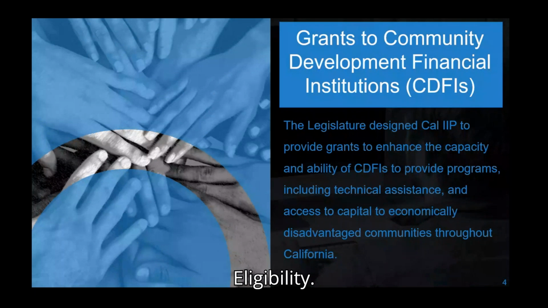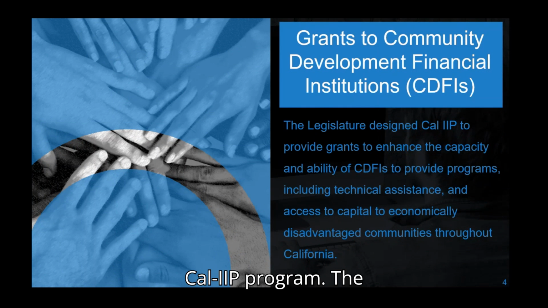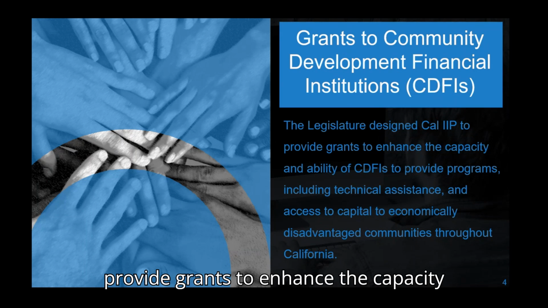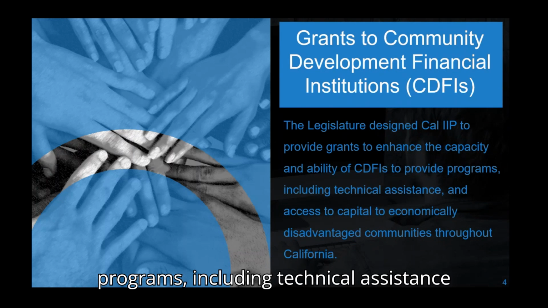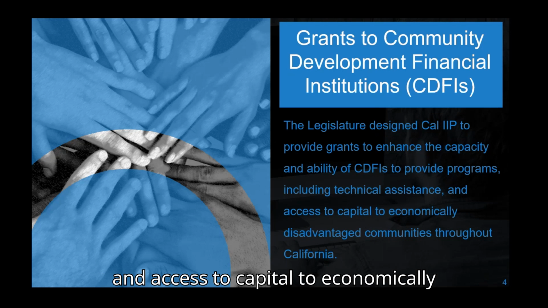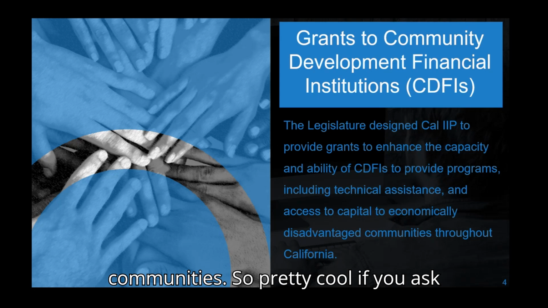So, eligibility. Briefly, a quick overview of the Cal-IP program. The legislature designed Cal-IP to provide grants to enhance the capacity and ability of CDFIs to provide programs, including technical assistance and access to capital to economically disadvantaged communities throughout California. In a nutshell, the Cal-IP program serves those who serve California's underserved communities. So, pretty cool, if you ask me.